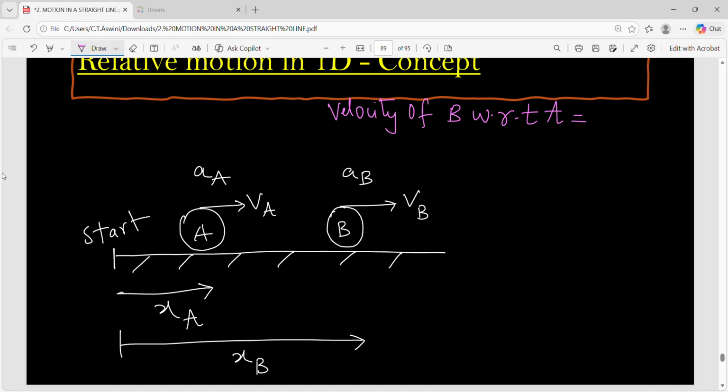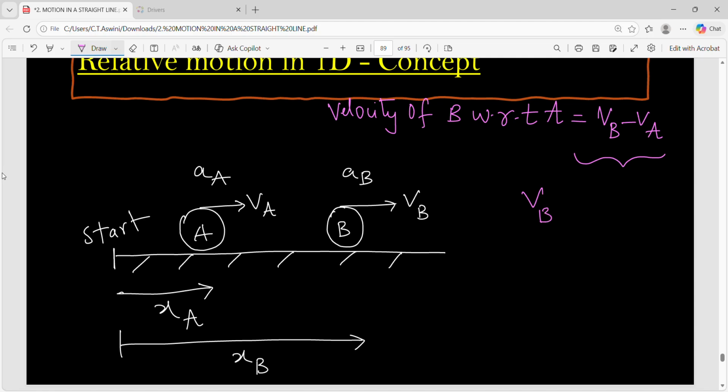So, relative in the sense what? You are comparing the parameters of one object with respect to another object. Like you compare velocity of B with respect to A, displacement of B with respect to A, or acceleration of A with respect to B. You are comparing one with the other. That is called relative motion. Now, if I ask you velocity of B with respect to A, it is not VB. It is VB minus VA. This is the answer.